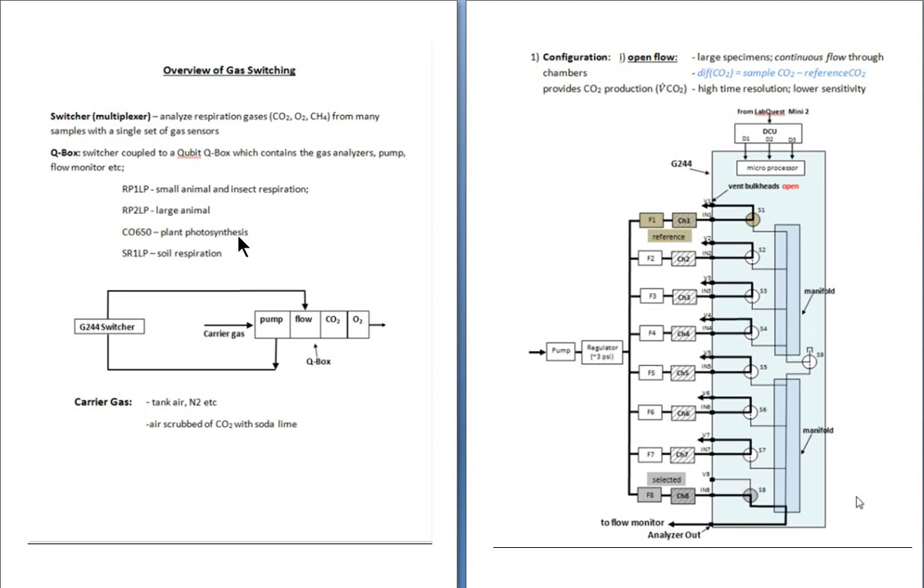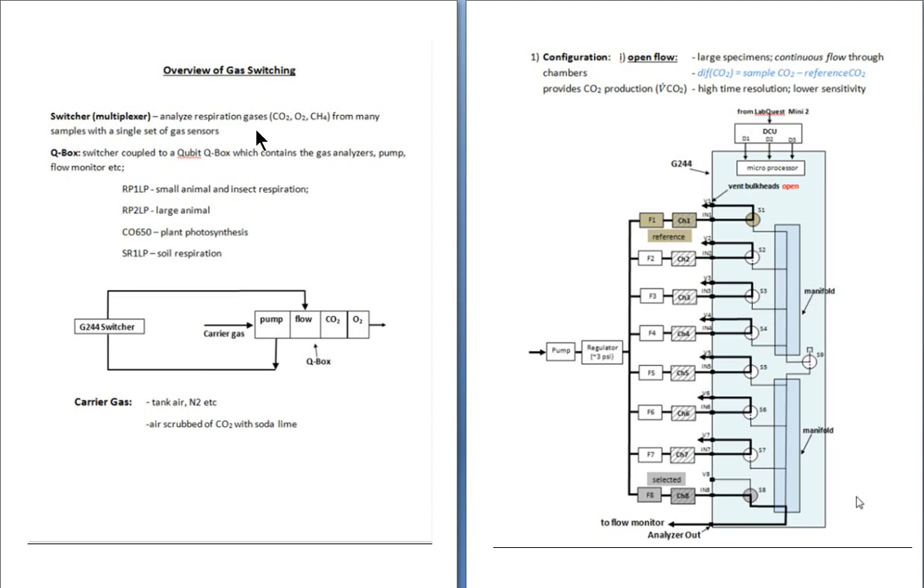A switcher, or another name for it, multiplexer, is an instrument that allows you to analyze several samples with a single set of sensors. In our business, we're usually dealing with respiration gases such as CO2, oxygen, and perhaps methane, and we're analyzing the concentration of these gases from respiration samples.